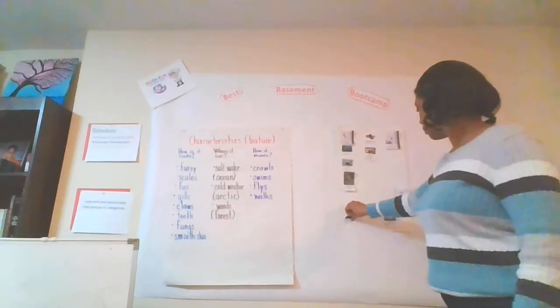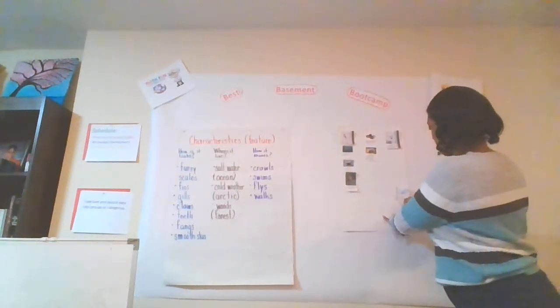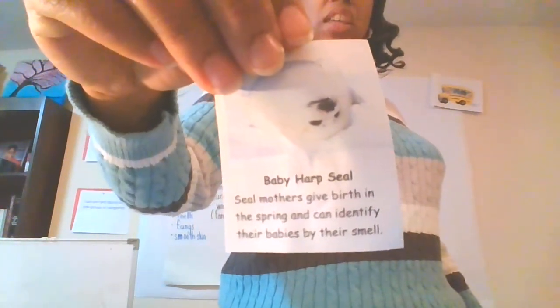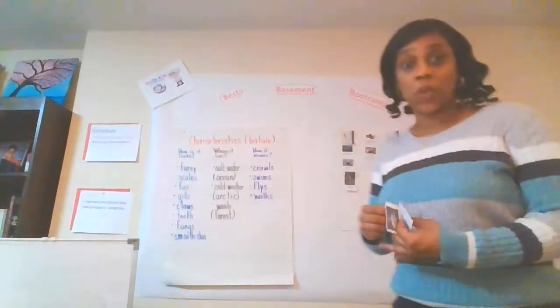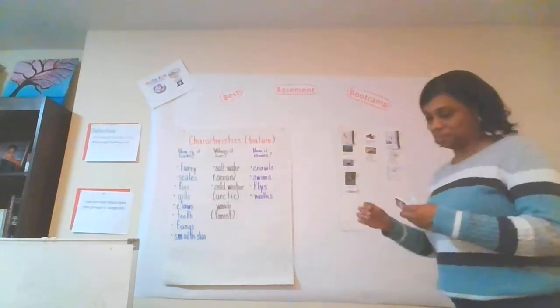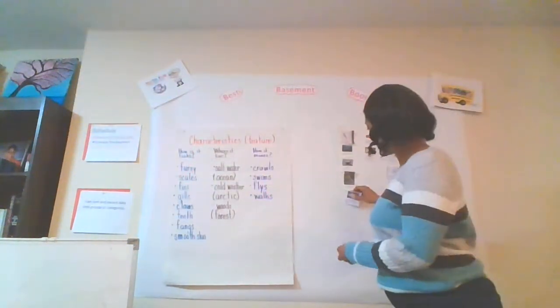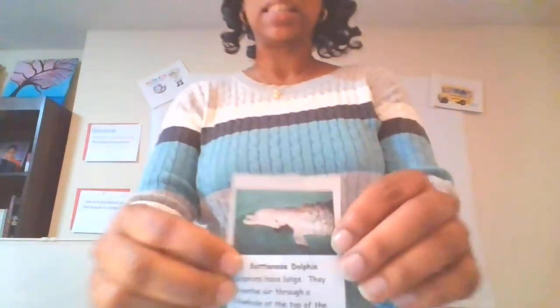What group do you think this clownfish would join? Yeah, he's definitely a water type of animal. We have a seal, and this seal here lives in an Arctic area, a very, very cold area. So he'll go with the polar bear. We have the Arctic fox. Of course, he's going to go with the polar bear. Here we have a bull shark, definitely water. And last but not least, our friend, the bottlenose dolphin. Water.